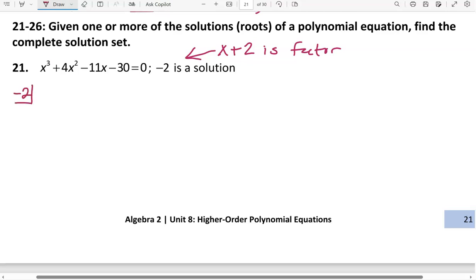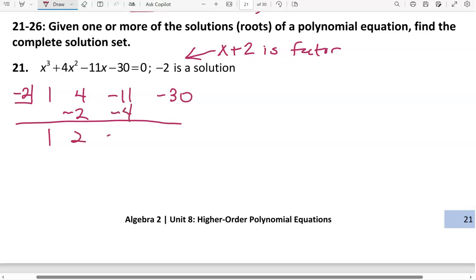So we're going to divide by x plus 2, and we're dividing into 1x cubed plus 4x squared minus 11x minus 30. Bring down the 1, times negative 2 is negative 2. Adding that column, that's 2, times negative 2 is negative 4. Adding that column, that's negative 15, times negative 2 is positive 30, and we get a 0 remainder. Here's our quotient. That's the other factor, which I'm going to set equal to 0.